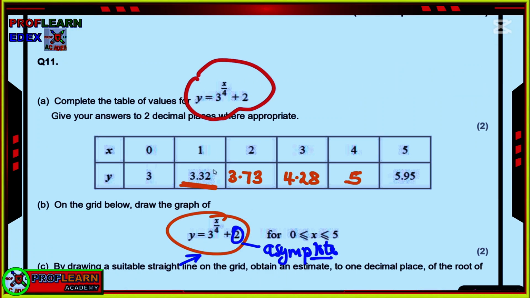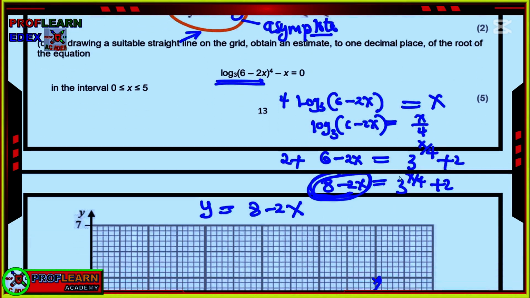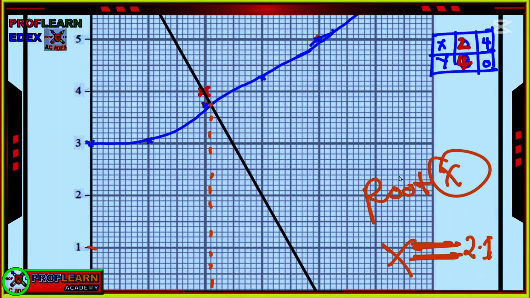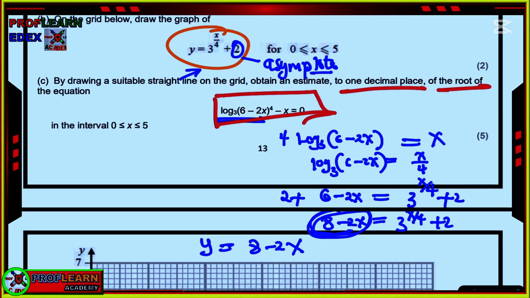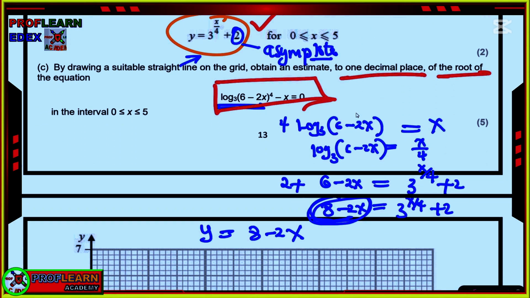So you are going to fill in the table and then use the table in order to do what? To draw the graph. This is our graph after plotting all the points. Now I want, to decimal places, the root of the equation, the root of this equation that we have here. But remember, the graph that we have drawn is this one. So how are we going to use that in order to obtain the root of this?